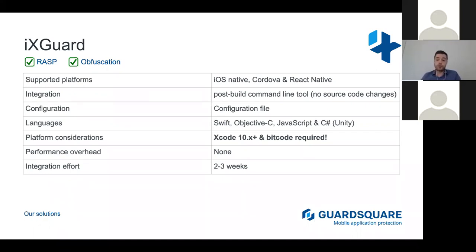Again, we support the native builds in Objective-C and Swift, but also hybrid builds such as Cordova, React Native, and Unity apps. We do have 2 requirements for you if you wish to use iXGuard. You need to use Xcode 10 or later, and bitcode should be enabled for your own source code and preferably as many libraries as possible. The performance overhead is generally not noticeable if you don't over-obfuscate the application, and the integration effort, just as with DexGuard, takes up to 2 to 3 weeks.